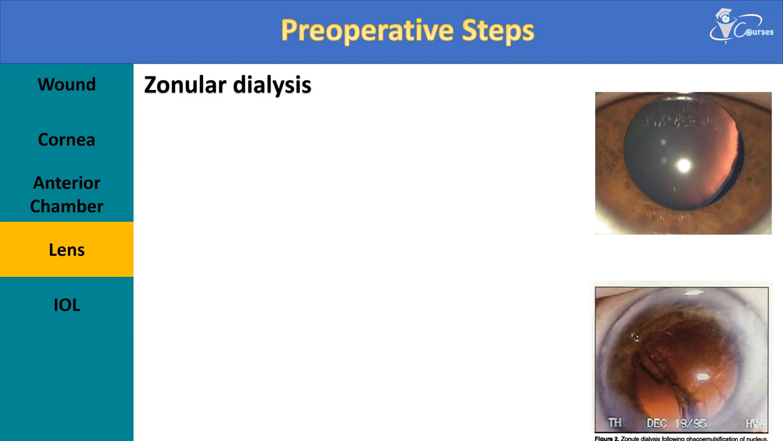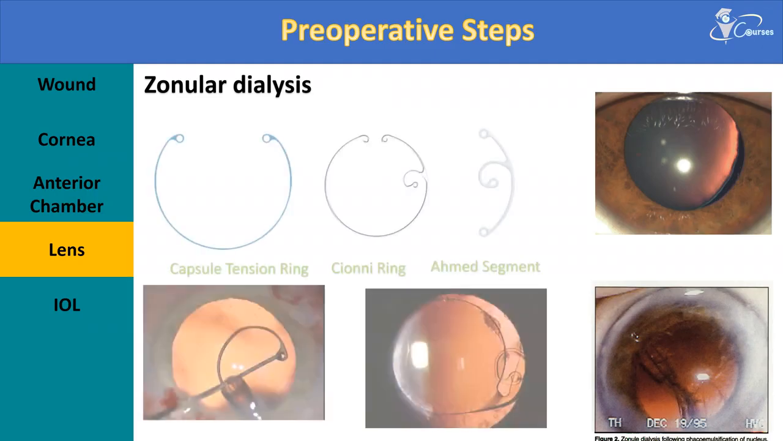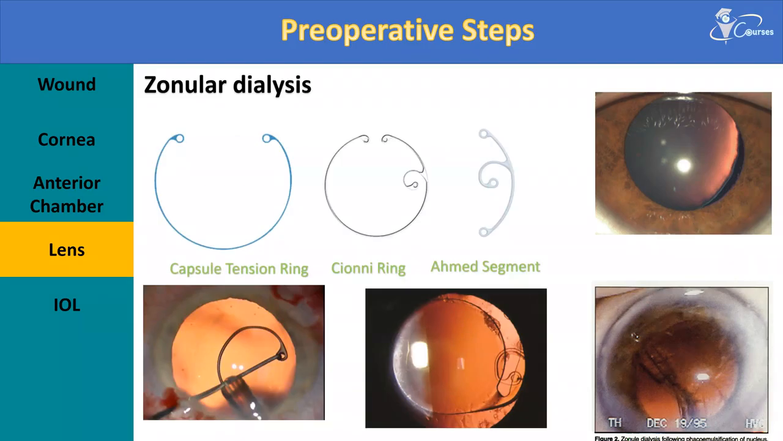Otherwise, you are risking IOL dislocation or IOL drop. So how would we manage? This depends on the degree of dialysis. If it is between 3 to 9 o'clock, we put what's called a capsular tension ring, or CTR. It can either be placed manually with a McPherson forceps, or there are injectors preloaded with this capsular tension ring, which will unfold and support this weak area.